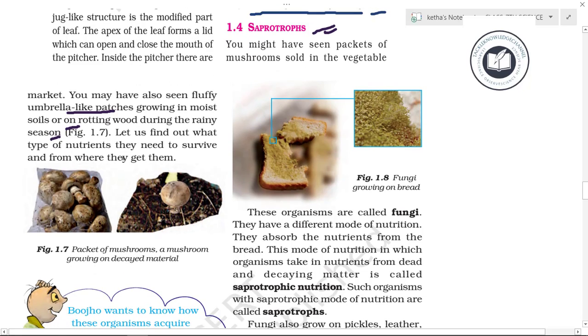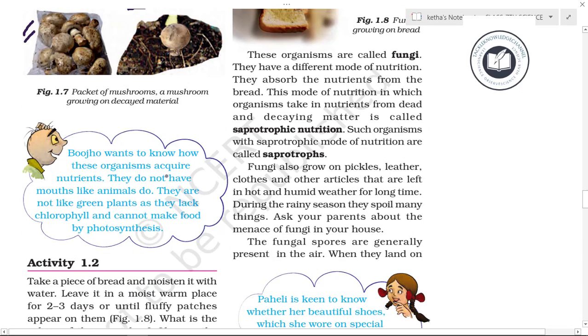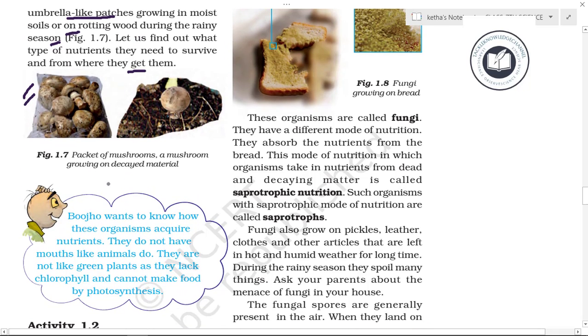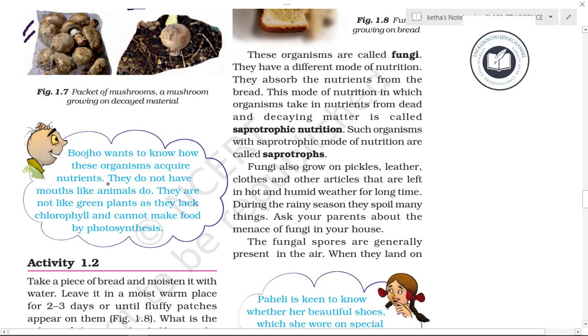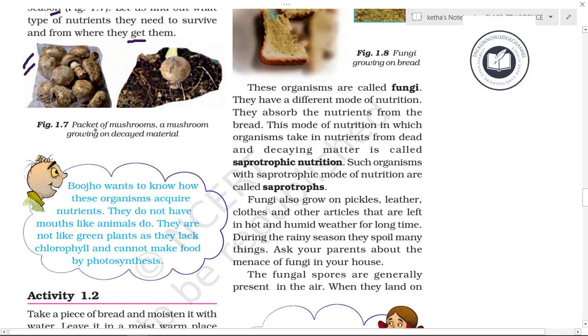Let us find out what type of nutrients they need to survive and from where they get them. So let's learn about the types of nutrients required for these mushrooms to grow. Bojo wants to know how these organisms acquire nutrients. They do not have a mouth like animals do. They are not like green plants, as they lack chlorophyll and cannot make food by photosynthesis. So he wants to know how mushrooms are growing when they do not contain any chlorophyll or carry out photosynthesis, right? He wants to know how they are growing.